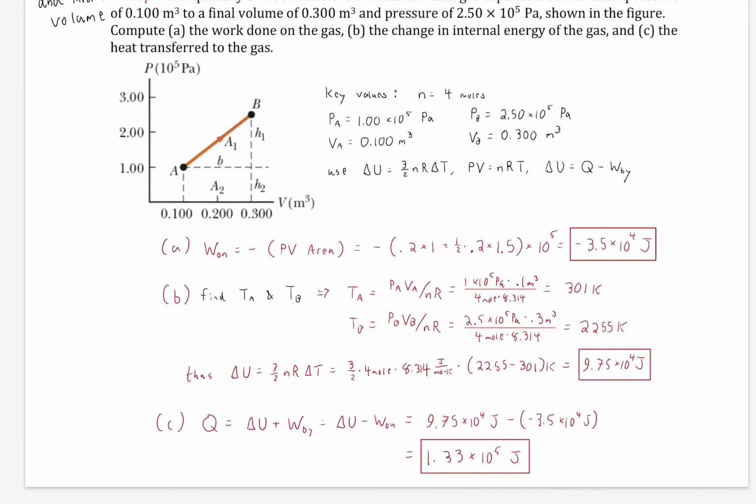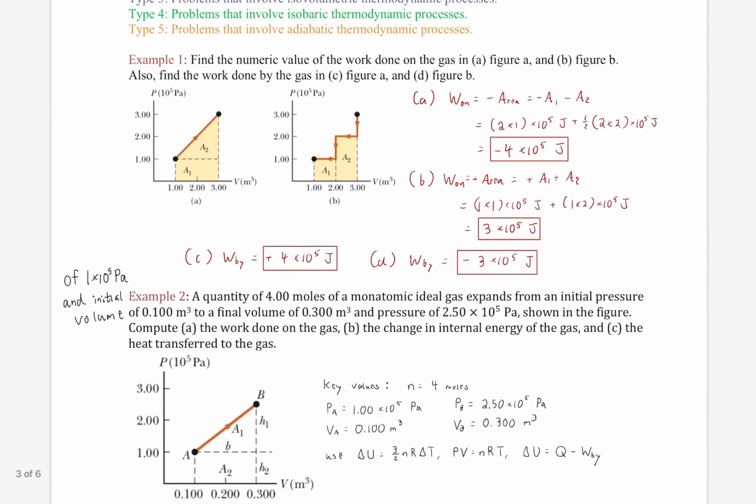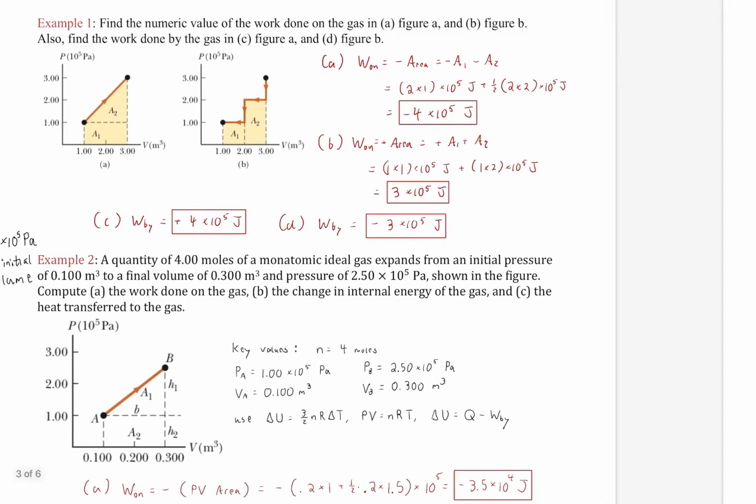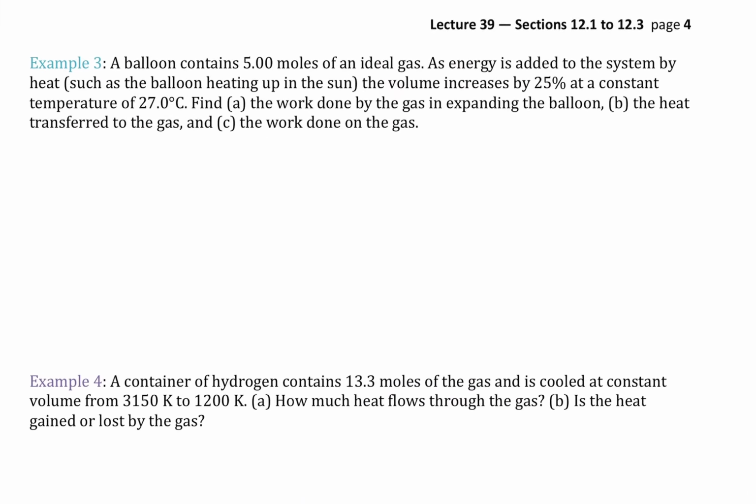Okay? All right, so good. We got our two general cases out of the way. Let's get on to the examples that actually involve the named thermodynamic processes. All right, so example 3.